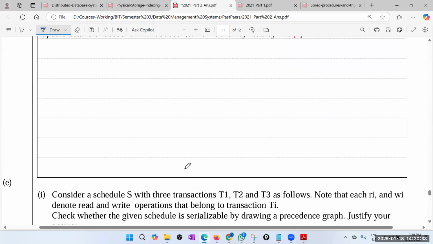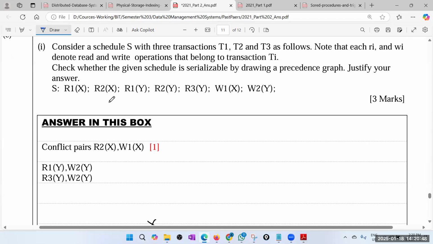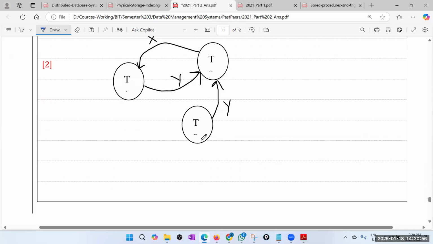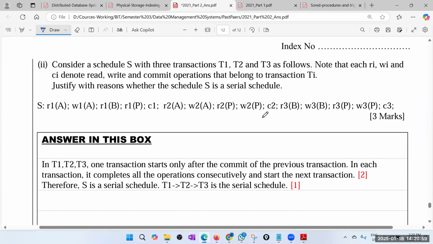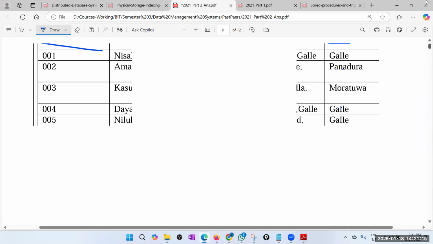Okay, next one. We have done transaction questions like this a lot. You can draw the precedence graph and see whether cycles are there. That you should be able to do. This one obviously has no cycles, so this is a valid, serializable transaction. You should be able to draw this as well and see whether there are cycles. We did many like this, and I think we did this one in class too. Right, that's it.